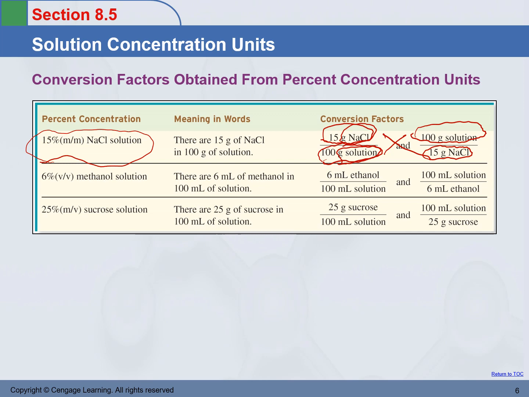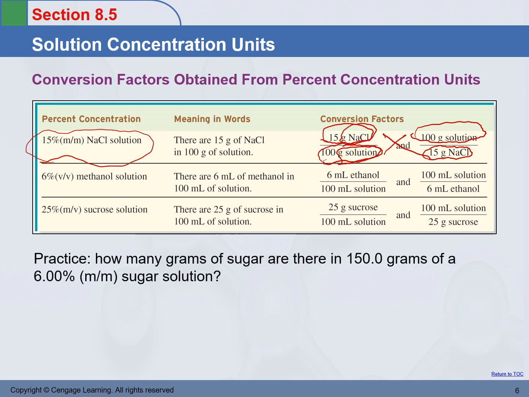Okay, let's do it together. How many grams of sugar are there in 150.0 grams of 6% sugar solution? All right, let's identify the given unit, identify the wanted unit, and set up the conversion factor. The given unit, we know grams of solution. We know 150.0 grams of solution.